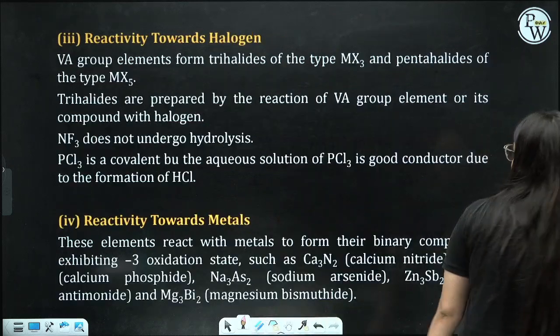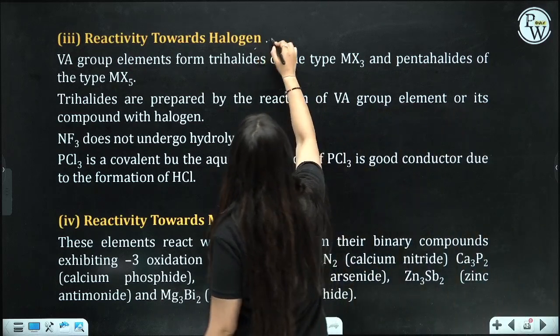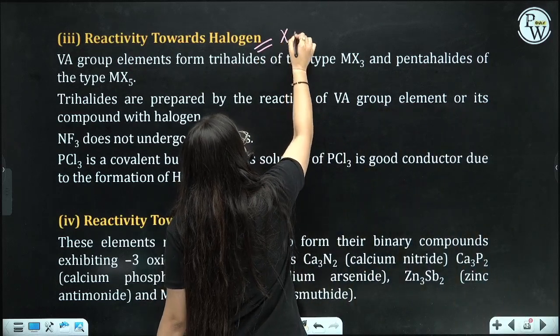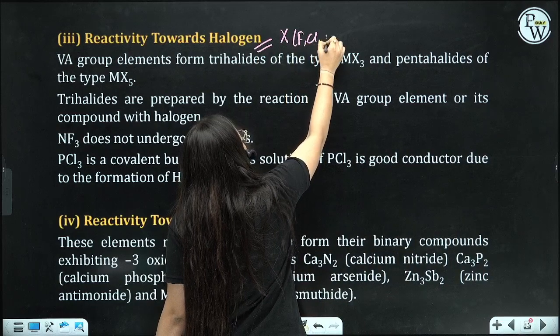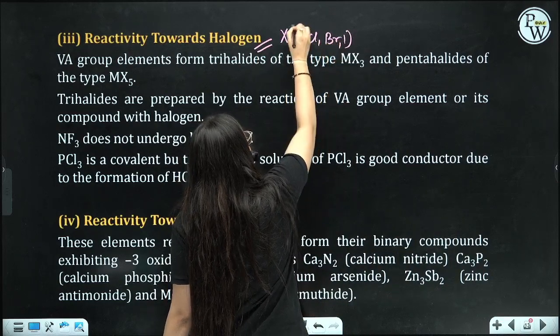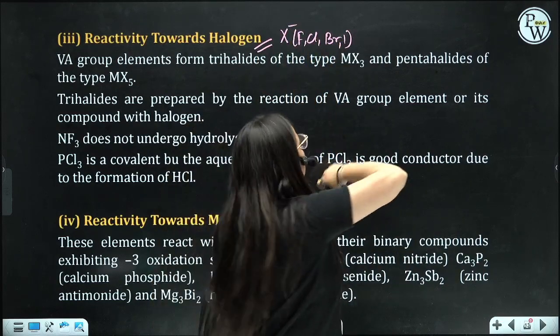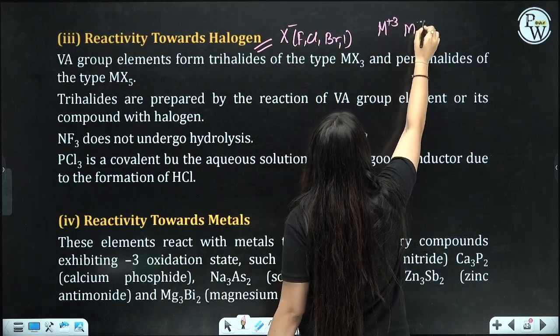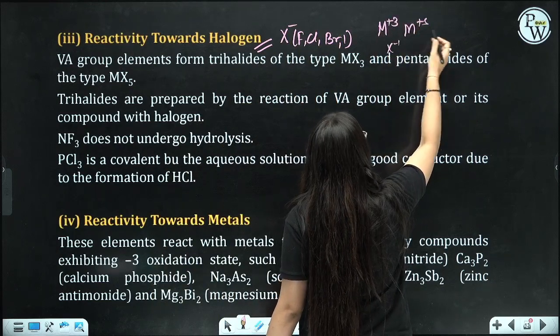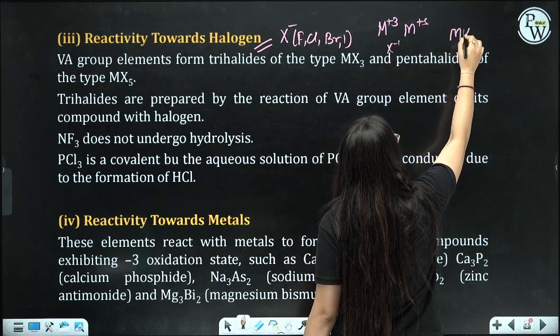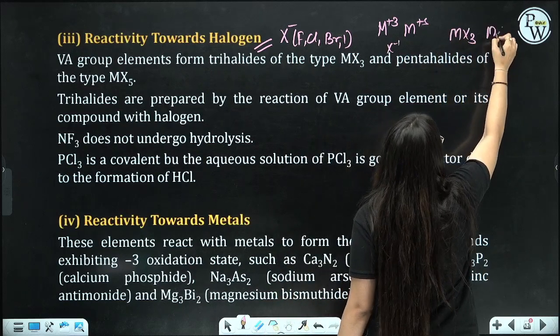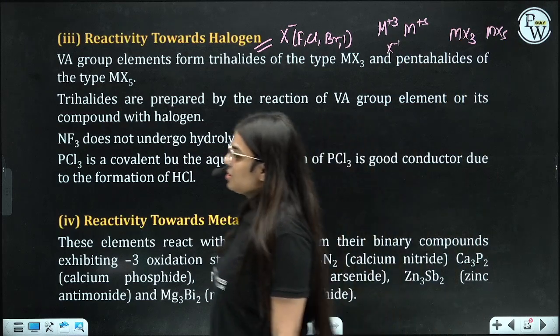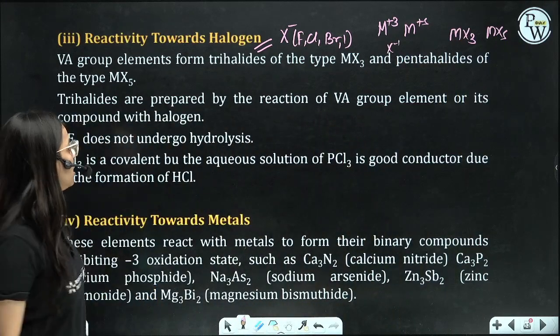Clear? Let's see the next one, reactivity towards halogen. Halogen is X basically. It can be fluorine, chlorine, bromine, or iodine, which has a negative charge. The central metal M can either have a +3 charge or a +5 charge, and X has -1. So what kind of compound can be formed? MX3 or MX5 type can be formed. Now let's see.